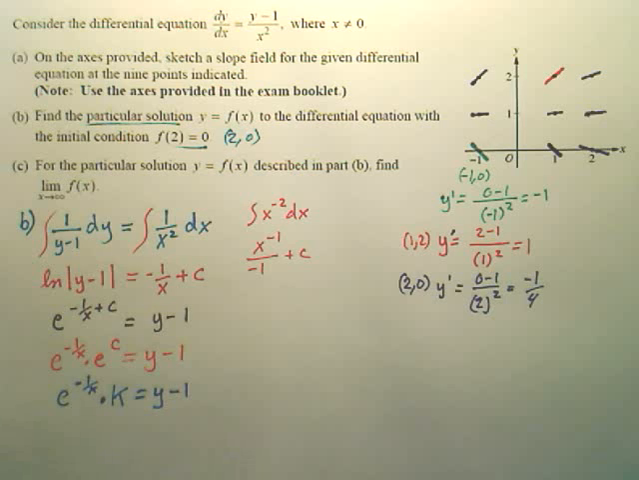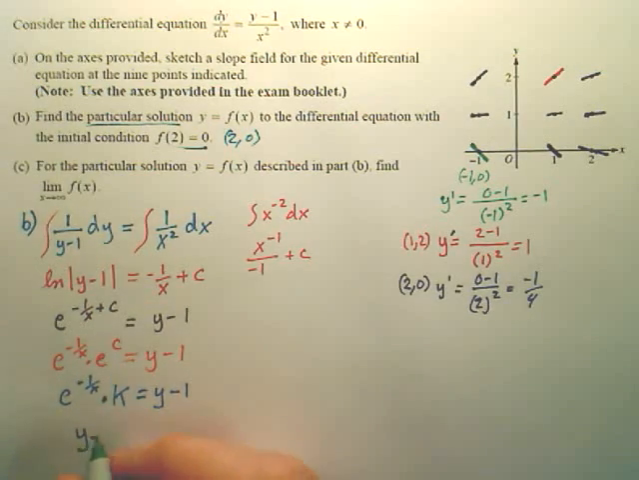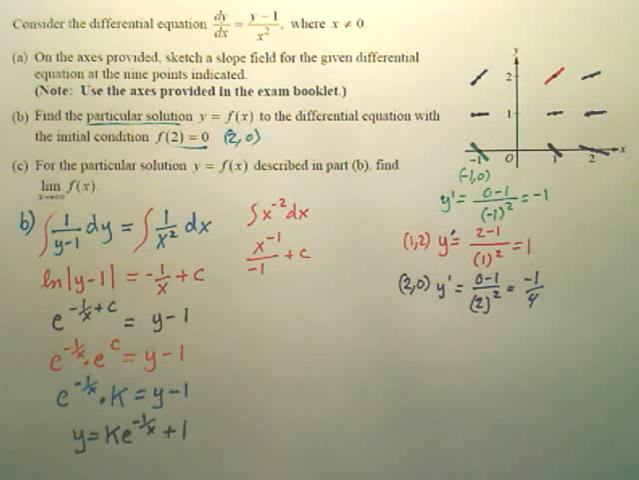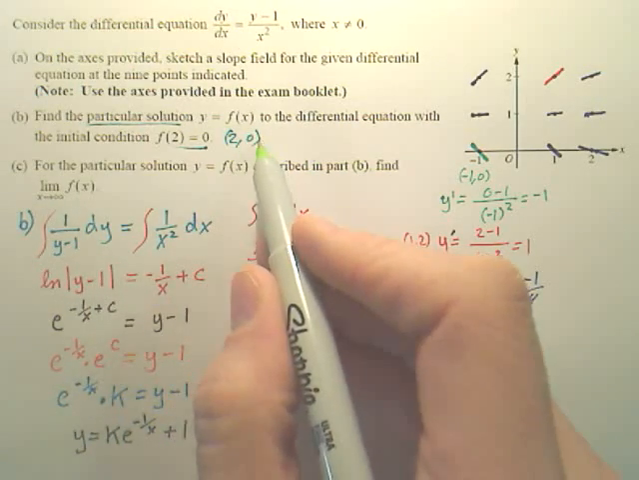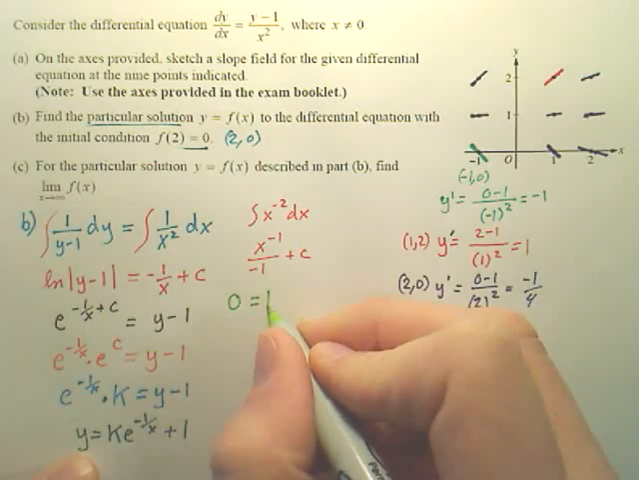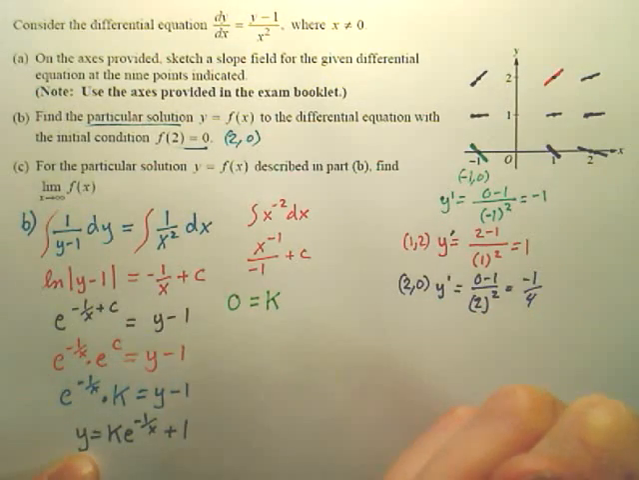minus 1. Now let's change this around, and we now have y equals, can I add the 1 over? Put the k in front, add the 1, get k times e to the negative 1 over x power, and then plus 1. There's my function. That's my general solution, but that's not my answer. That's my general solution. How do I find my particular? I'm going to plug in x is 2, y is 0. So when I put 0 here, I have to find k, correct?